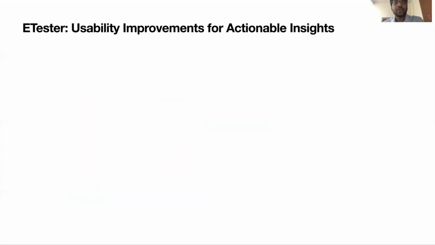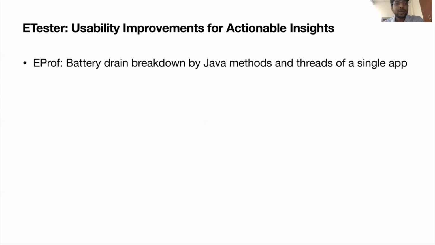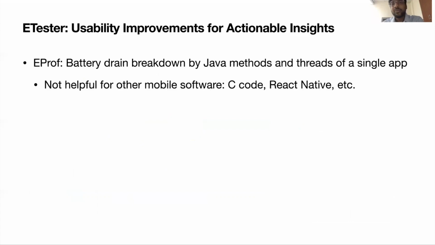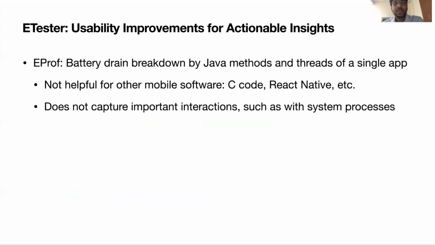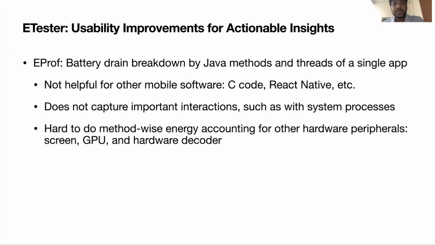Next, I describe the number of usability improvements that we made for creating actionable insights. To remind you, eProf did battery drain breakdown by Java methods and threads of a single app. But we learned this was not very useful for other mobile software, such as code written in C or in React Native. This also missed a lot of important interactions, such as with system processes. And these system processes are the ones that actually drain energy in complex apps. And it's hard to do method-wise energy accounting for other hardware peripherals like screen, GPU, and hardware decoder.